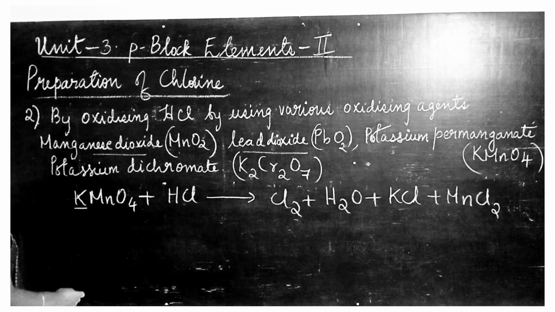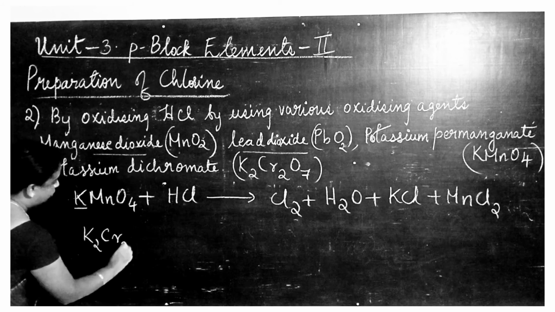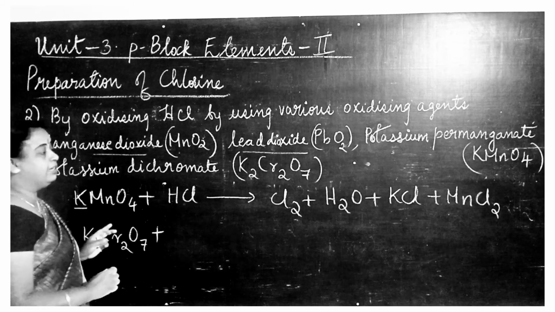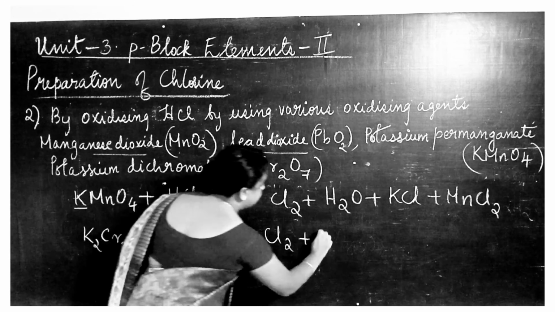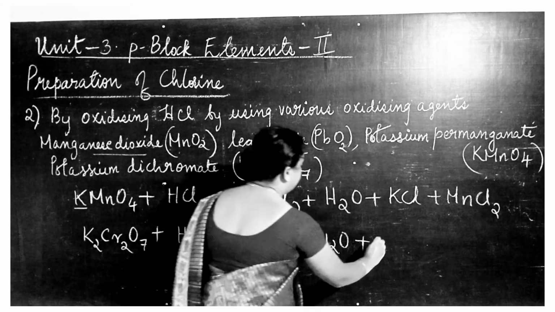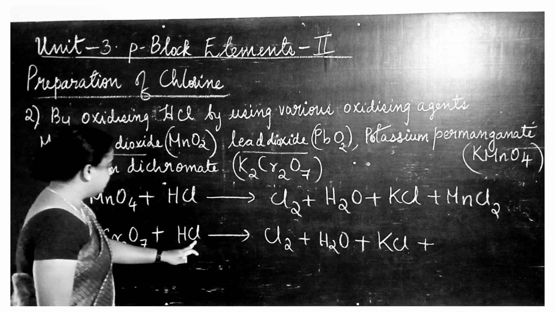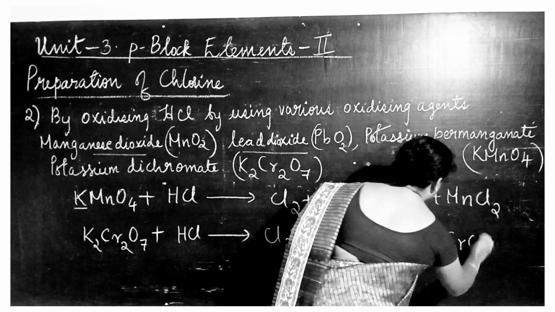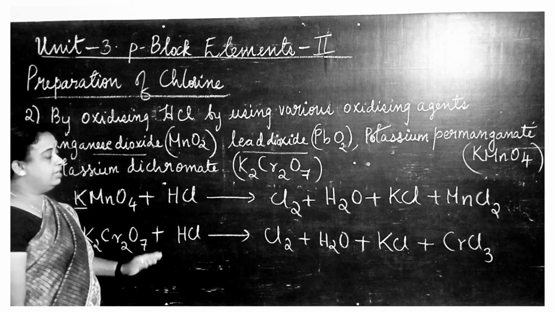Okay, so these are the compounds. So likewise we will write for potassium dichromate K2Cr2O7. So all these formulas should be thorough. Only then you will be able to write the reaction easily. React with HCl to give Cl2 plus water plus again potassium and chlorine KCl plus, and chromium and chlorine combined to form CrCl3. So chromium chloride. Yes. So this is the reaction.